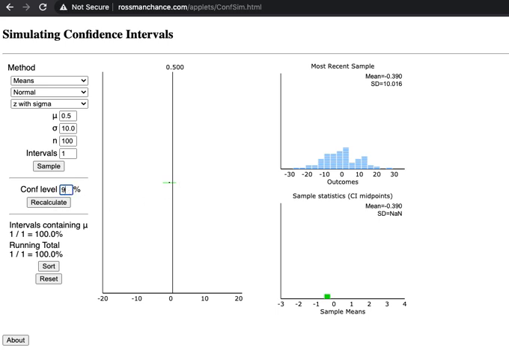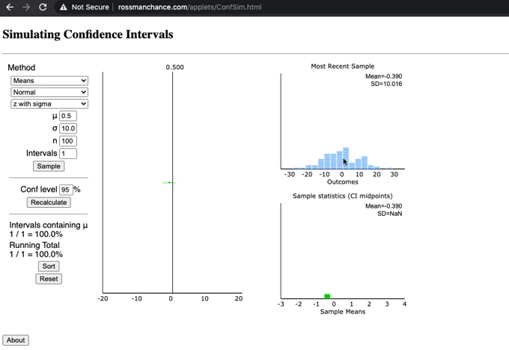What happens if we change this to 99%? You see how wide the interval is here. We recalculate, it got wider. So a 99% confidence interval made it bigger. What if we drop it down to 50%? It got much narrower. So as the confidence level gets higher, the width of the interval gets bigger. As the confidence level increases, the width increases.